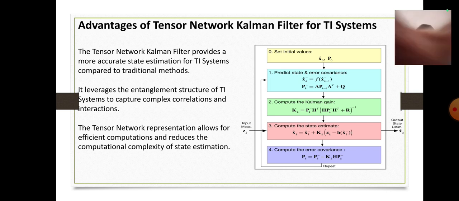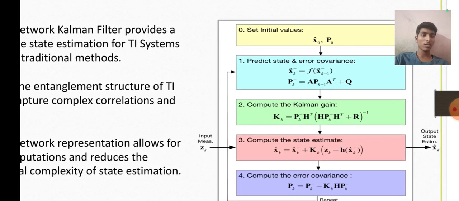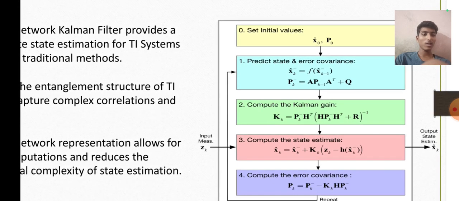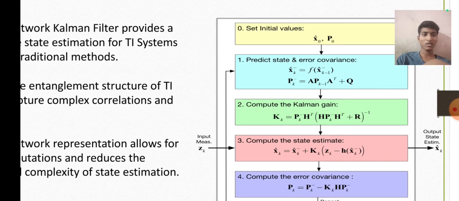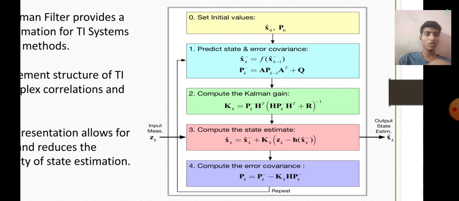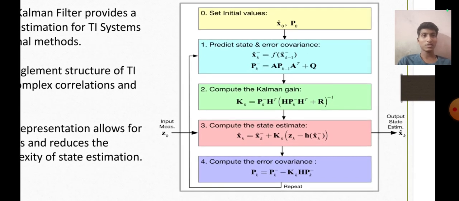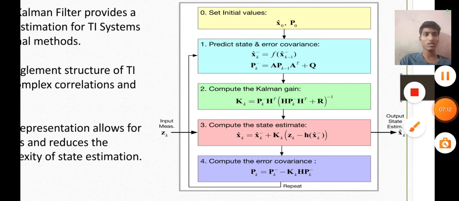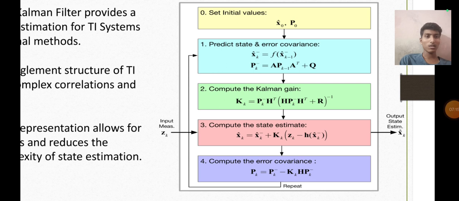We can see the input and output of state estimation: z_k is the input measurement and x̂_k is the output state estimate. Set initial values x_0, P_0. Predict state and error covariance: x_k^- = f(x_{k-1}), P_k^- = A P_{k-1} A^T + Q.